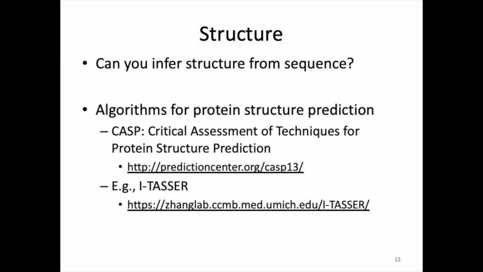Computationally, there are existing tools for us to predict the protein structure from sequence. You can check the website of CASP. CASP stands for the Critical Assessment of Techniques for Protein Structure Prediction. It is a competition, and the website provides information about winner structure prediction algorithms over the years. You may check I-TASSER, one of the algorithms. It is available from Yang Zhang Lab at the University of Michigan.